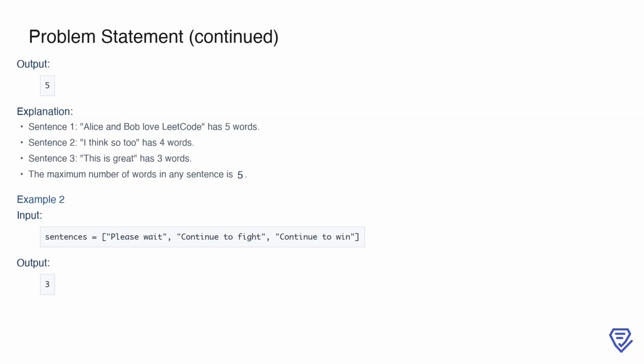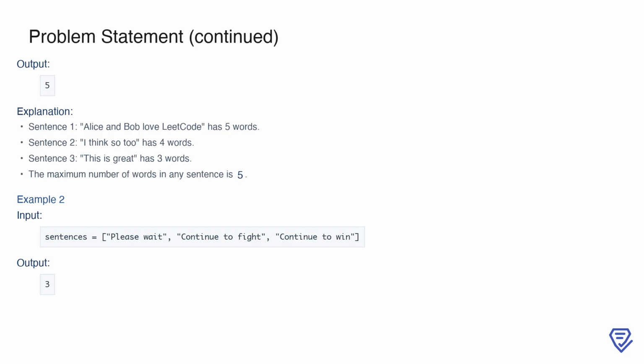The input consists of 3 sentences: "Alice and Bob love LeetCode", "I think so too", and "this is great". For the first sentence, we can count that it contains 5 words. The second sentence has 4 words, and the third sentence has 3 words. Out of these, the largest word count is 5, so the output for this example would be 5.